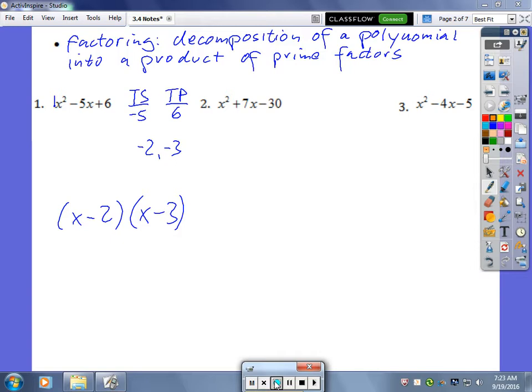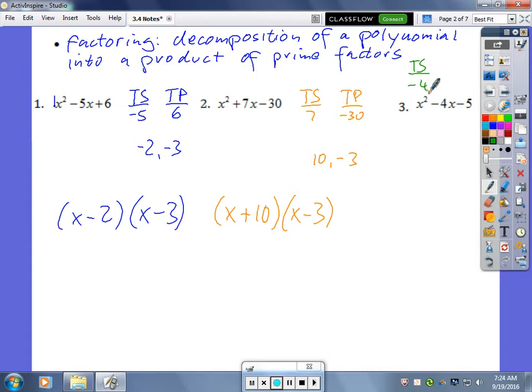Let's try the next one. The target sum is +7. The target product is -30. We are looking for numbers, factors of 30, that give us 7 added together, and the answer is 10 and -3. If we multiply 10 by -3, we get -30. If we add 10 and -3, we get 7. So this time the factored form is x plus 10 times x minus 3. On to our next example.